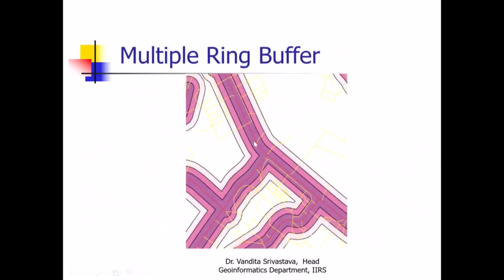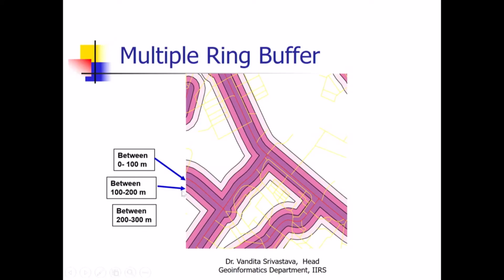And this is a multiple ring buffer wherein the same width has been used, but not one time but multiple times. So this is a multiple ring buffer on the same set of roads, same set of features. In this case, 2 rings are used, but you can have more rings as well. So this may be your primary area of interest, this may be your secondary area of interest. For that you may have to create a multiple ring buffer. So between 0 to 100, between 100 to 200, 200 to 300, this one is 3 rings, the last one is colored as white.